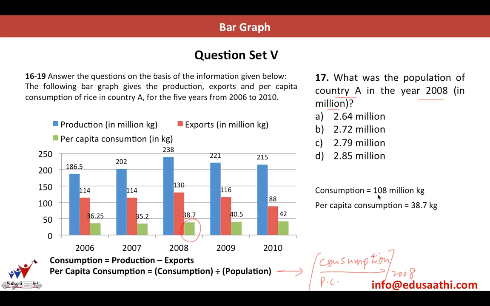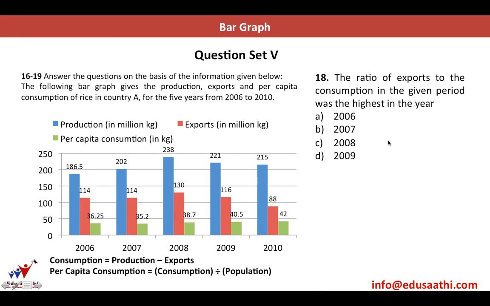So the consumption is 108, which is nothing but 238 minus 130. This we've already calculated, divided by 38.7. This will give you the right answer, which is 2.79 million. So pretty easy question. Let's look at the third question.